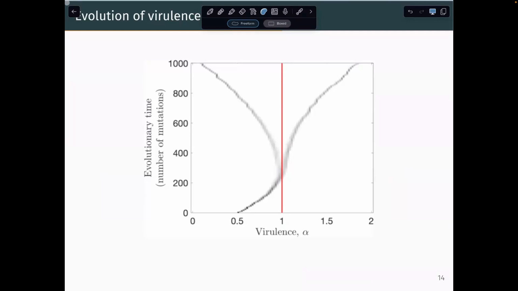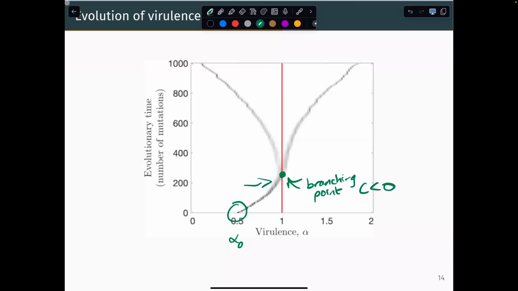Okay, so what happens when we simulate this? Well, we start off down here with some initial level of virulence, call this alpha naught. We see that virulence increases in this case until we reach our singular strategy. And this is a branching point. Our singular strategy is a branching point because it was convergent stable, but evolutionarily unstable with the particular trade-off that I introduced. That means our pathogen now splits into two coexisting strains.